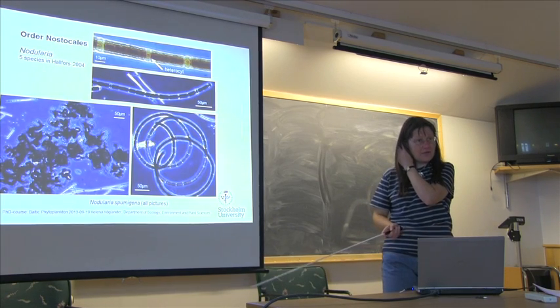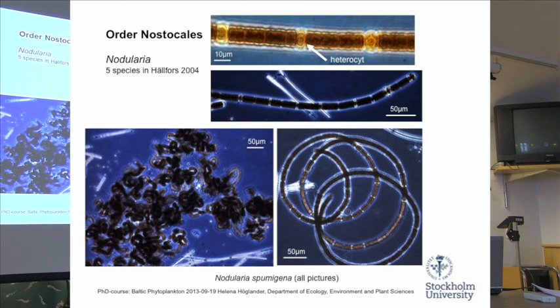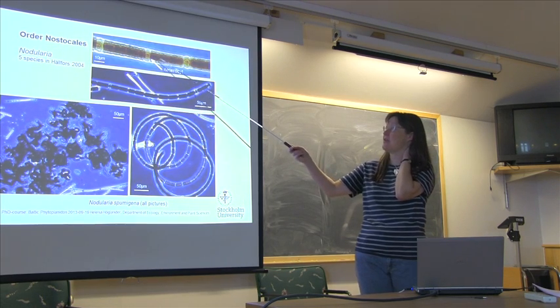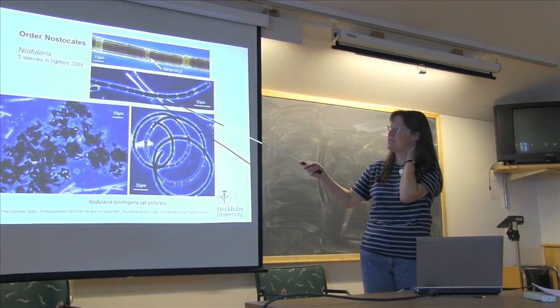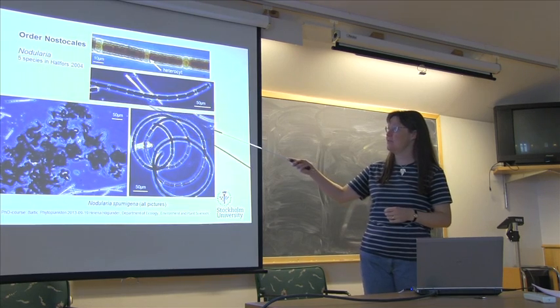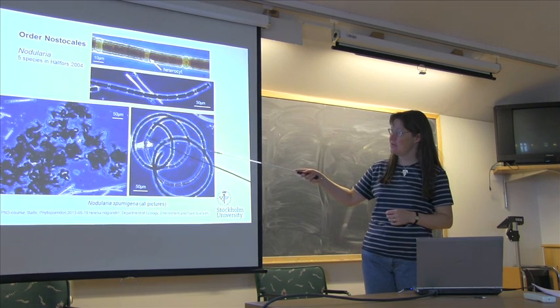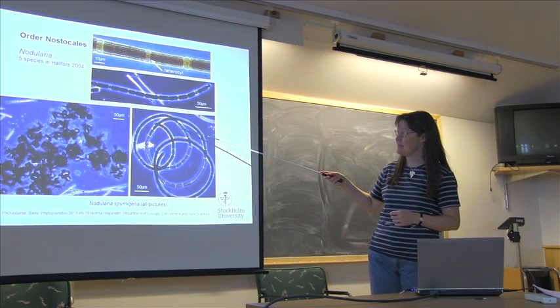And then we have the Nodularia spumigena, the Nodularia. There are a couple of species in the Baltic, but the most common is Nodularia spumigena. And it has, as the others, the heterocytes, and they're almost evenly spaced in the filament. You can see the brighter parts are the heterocytes, and in between you have the vegetative cells.